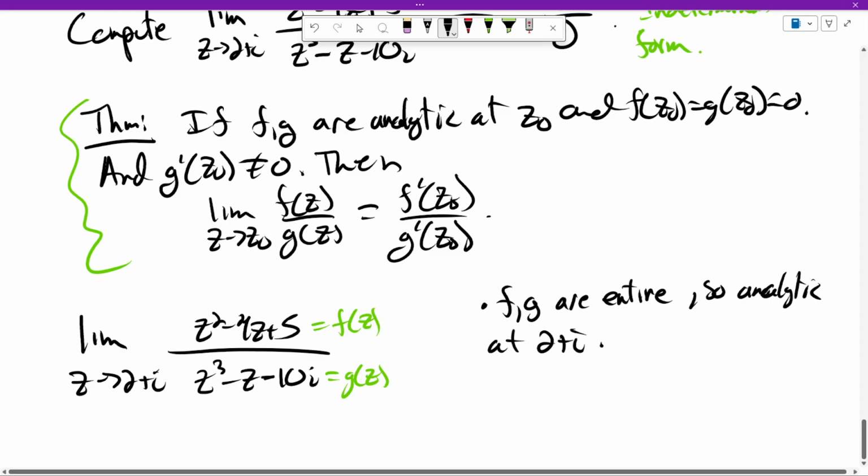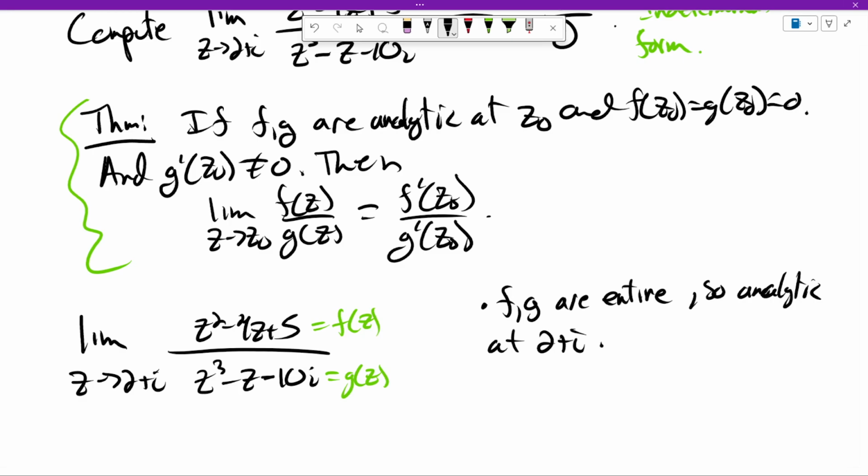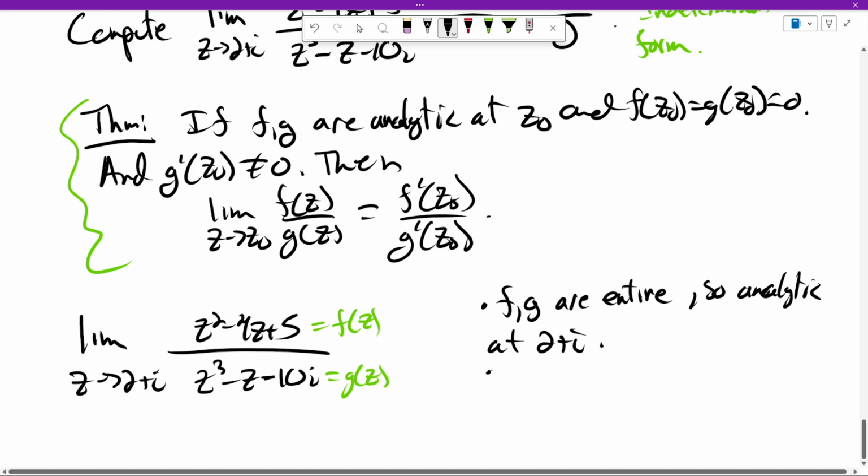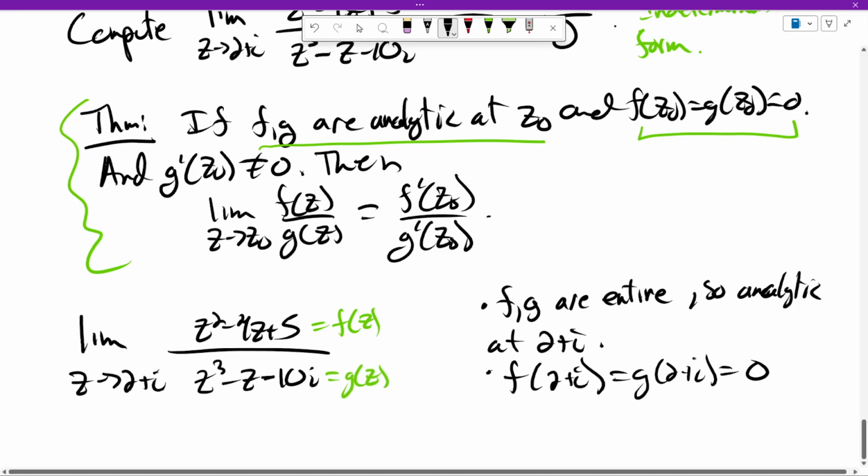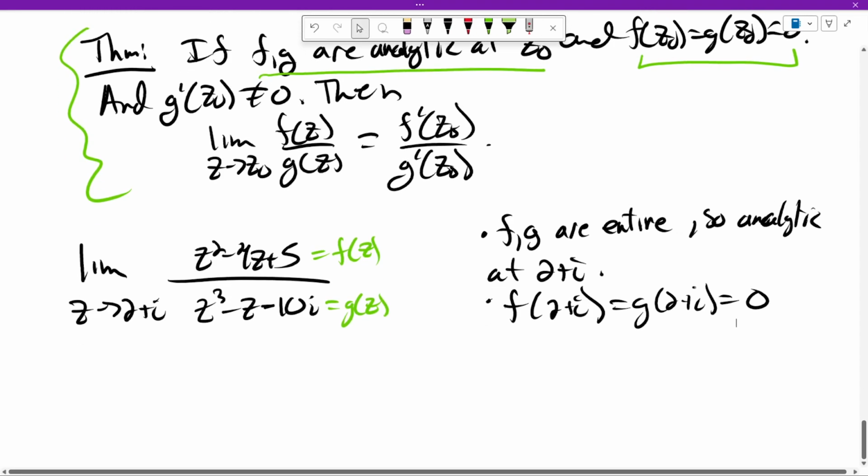Again, entire means you can take the derivative at any point. f and g on their own are just polynomials. Polynomials are the best functions. You can differentiate them to your heart's content. There's never any problems differentiating a polynomial. So that's that first condition. We checked this one. Now we have to check this one. I leave that to you, but f of 2 plus i is going to be 0, and g of 2 plus i is going to be 0.